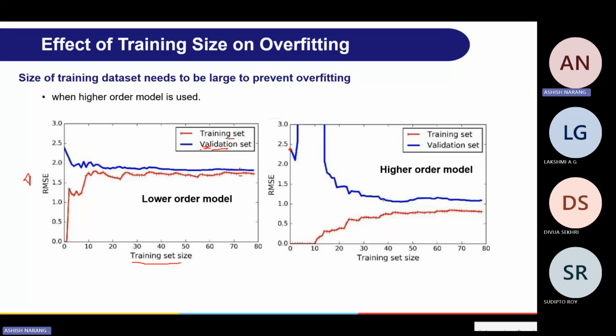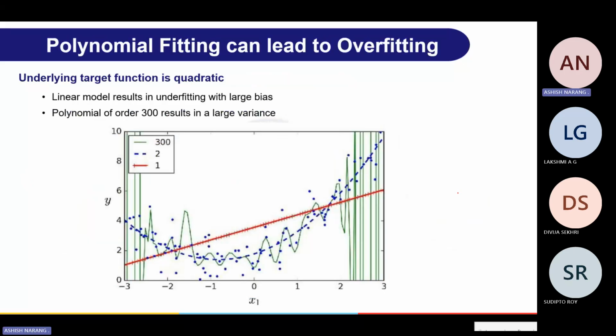When you see the model parameters learned with this much training, this much is the error that we are getting. So basically what this chart is indicating is that the more data you add, the training and test error, or the validation error, converge, whether it's a lower order model or a higher order model. So if you increase the training data, it prevents overfitting.